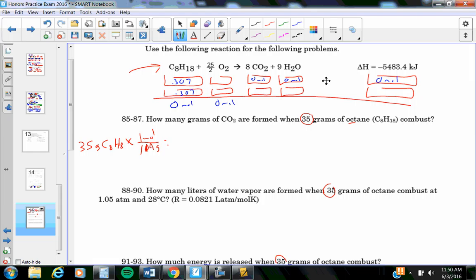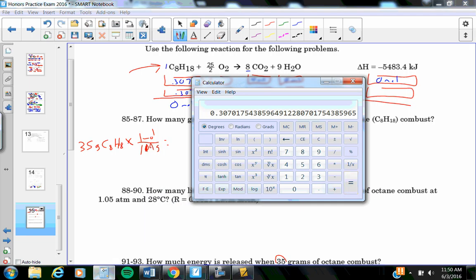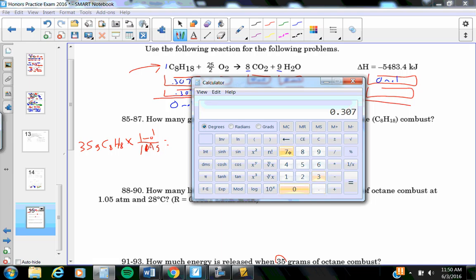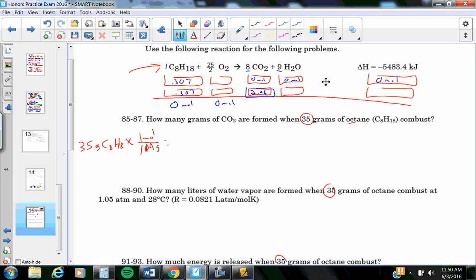We are going to need to figure out how much carbon dioxide I'm going to get. Well, 1 mole makes 8 moles, so we're going to need 8 times as much. 0.307 times 8 equals 2.46 moles. They're going to ask us about water on one of them. 1 mole of octane makes 9 moles of water. 0.307 times 9 is 2.76. And they're even going to ask us about energy, which is in kilojoules.